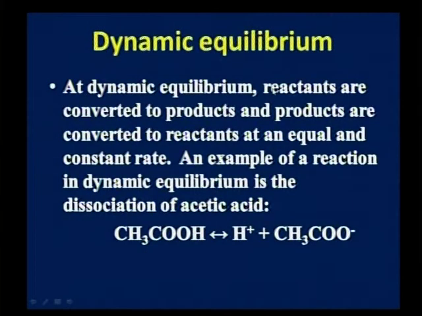Dynamic equilibrium. A definition for dynamic equilibrium: at dynamic equilibrium, the reactants are converted to products and the products are converted to reactants at an equal and constant rate, which means the speed at which the reactants turn to products is equal to the speed at which the products turn to reactants. An example for this dynamic equilibrium is CH3COOH with hydrogen giving rise to CH3COO.